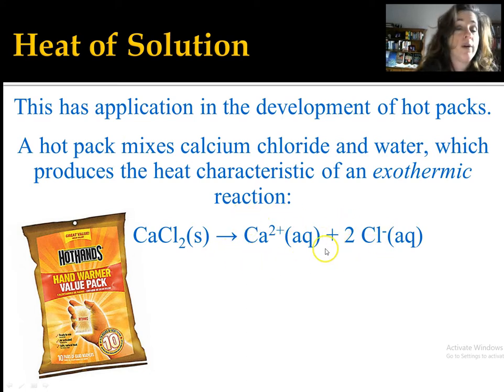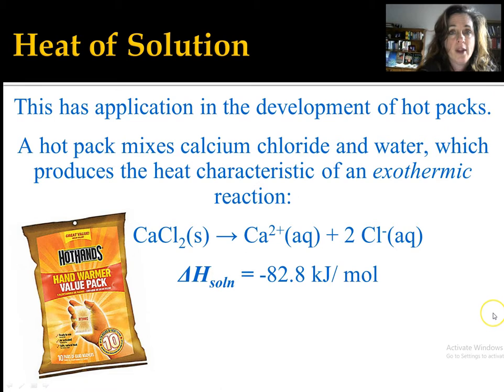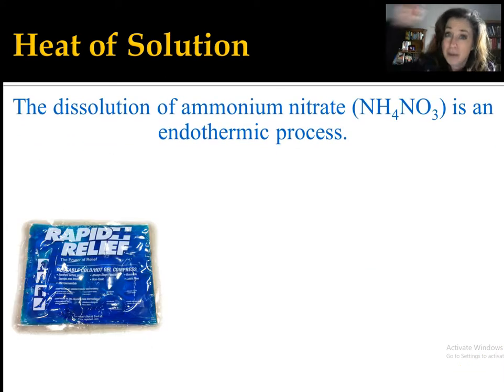And I show here a little chemical equation where calcium chloride, when dissolved in water, forms calcium ions and chloride ions. And look at the stoichiometric relationship there. And the heat of solution, the molar heat of solution, is negative 82.8 kilojoules per mole. So that's not a bad amount of heat. That's a pretty good amount of heat.